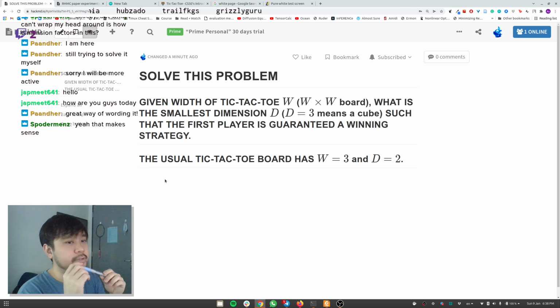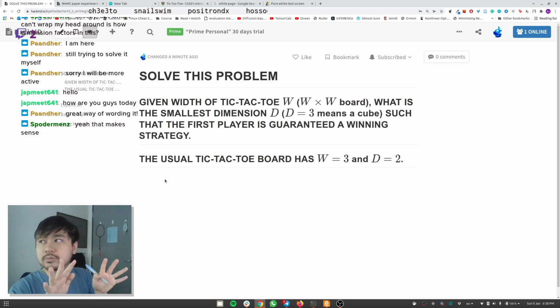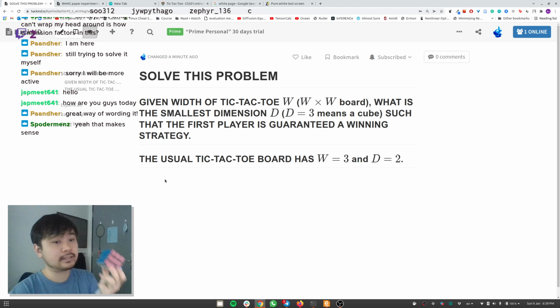So I think the intuition is more or less correct, but the actual mathematical solution is still a bit distant. The idea is that you need the dimension to be more than the width, something to that effect, so that you can have enough ways to win, and you will still be faster than your opponent blocking all of the ways, right? So in this case, I believe that there's a way to win with a cube.